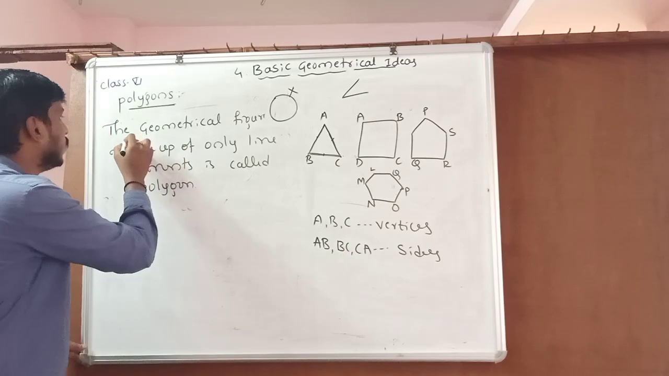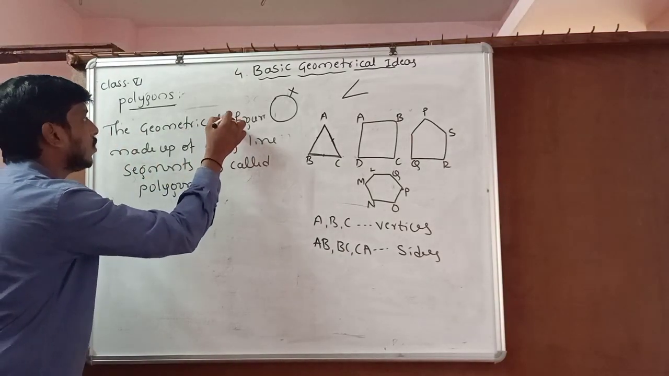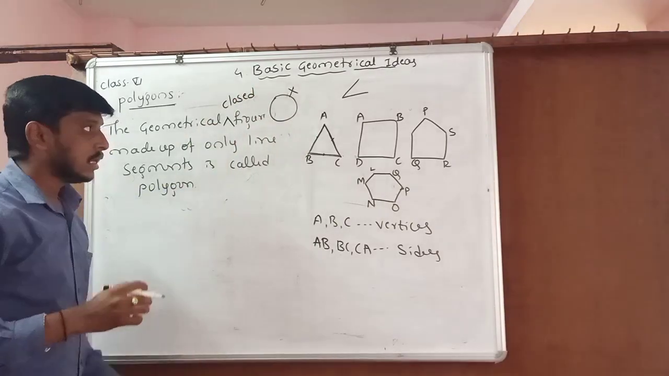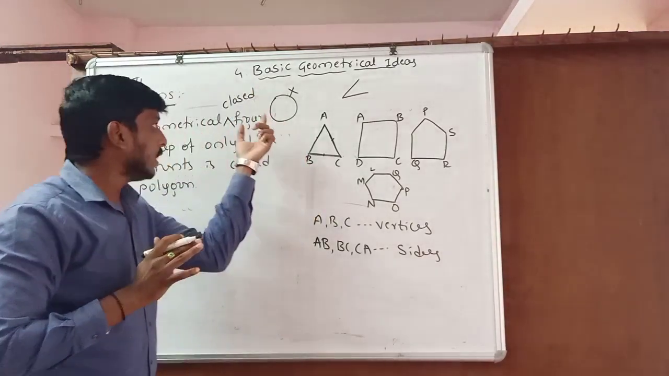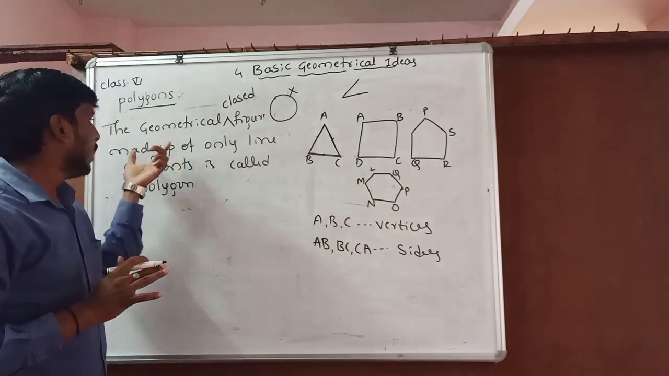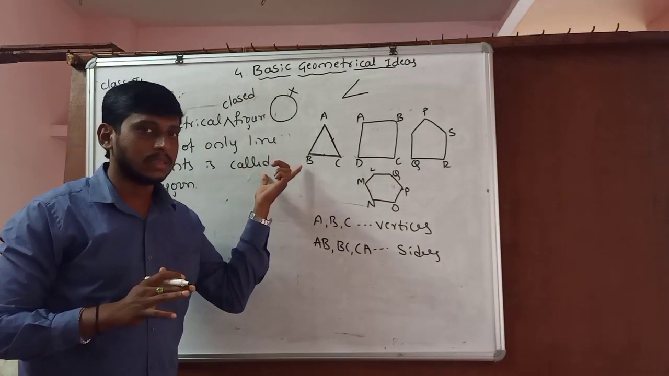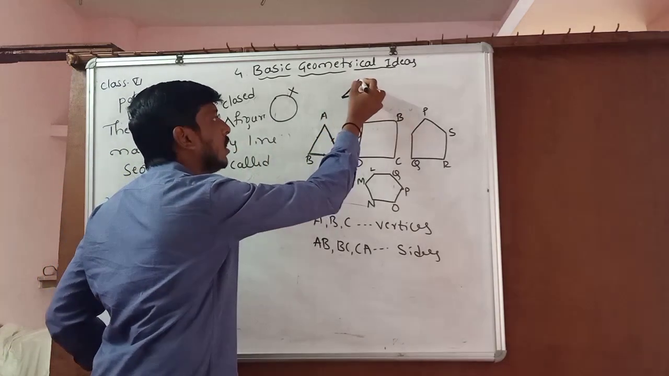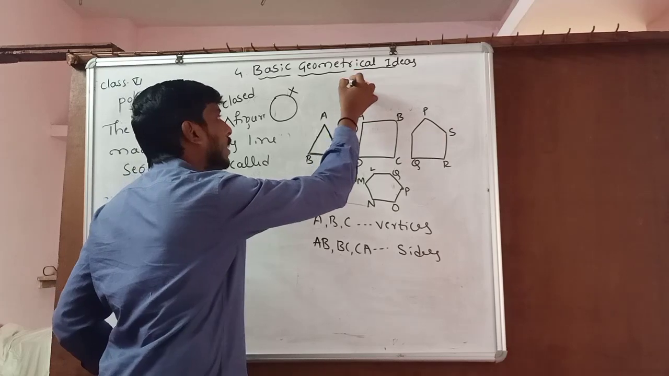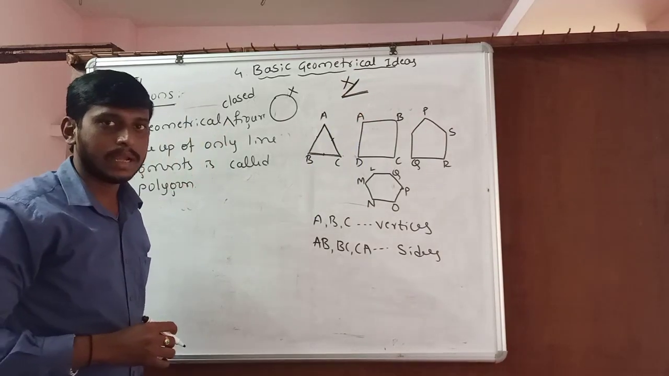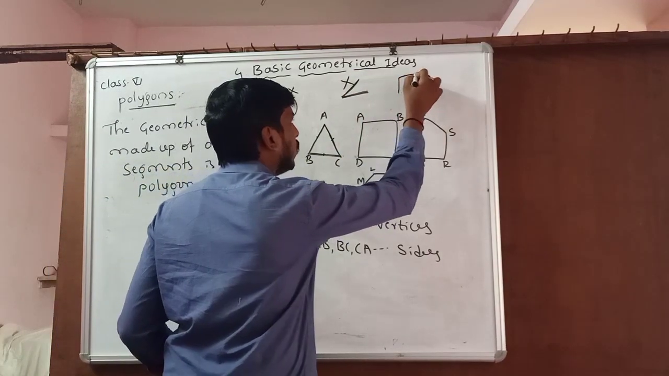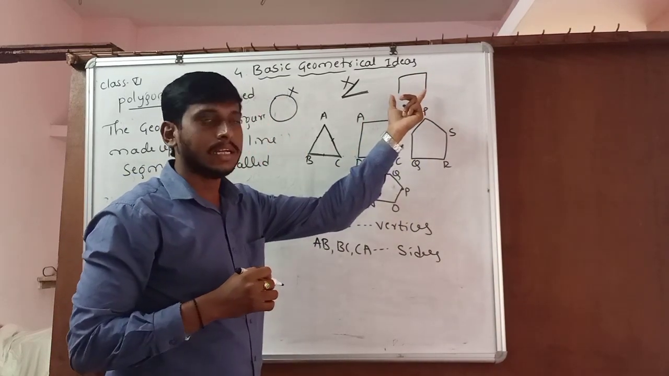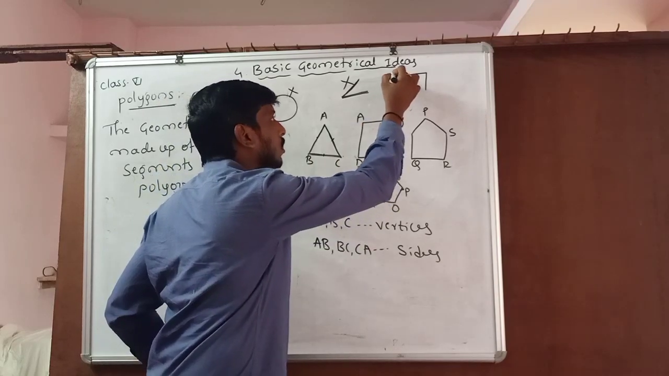See what we mentioned, the geometrical, better I will write closed, the geometrical closed figure. It is very important. It must be closed. The geometrical closed figure made up of only line segments. So now according to the definition, of course it has two line segments, but it is not closed. That's why it is not a polygon. Got the idea? It is also made up of only line segments, but it is not closed, so we can say it is not a polygon.